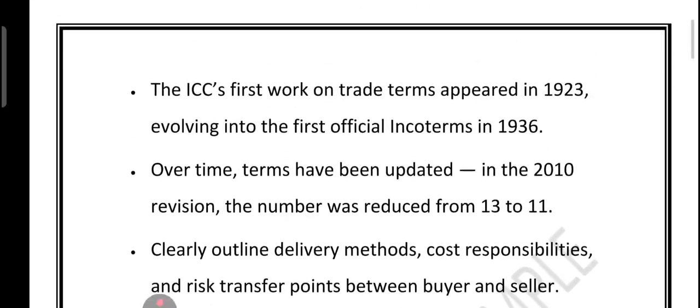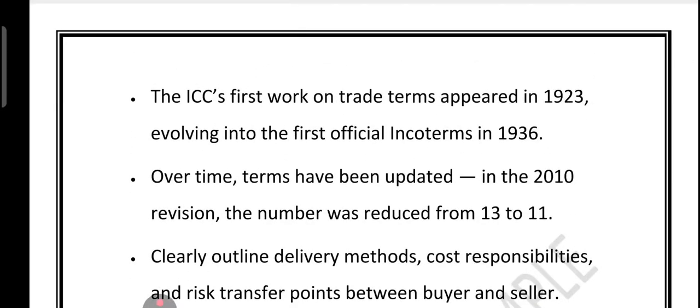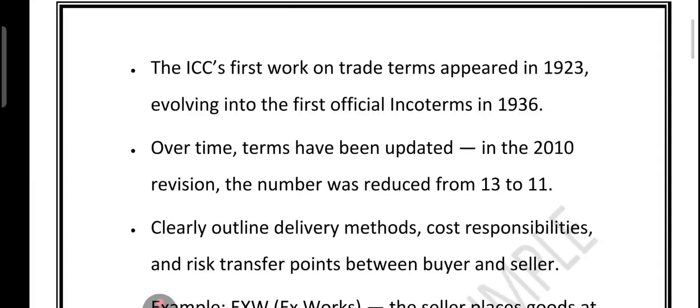ICC, that is International Chamber of Commerce, started working on the trade term way back in 1923, but the first official Incoterm came out in 1936. Over the time, they have been updated, right? For example, in the 2010 version, the number of terms dropped from 13 to 11. So earlier there were 13 Incoterms, now it is dropped to 11.